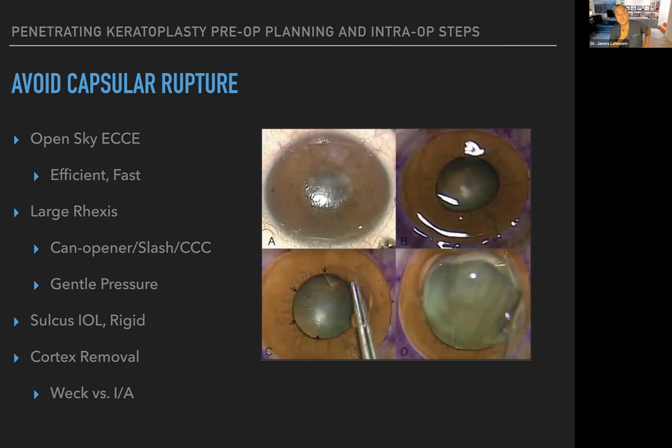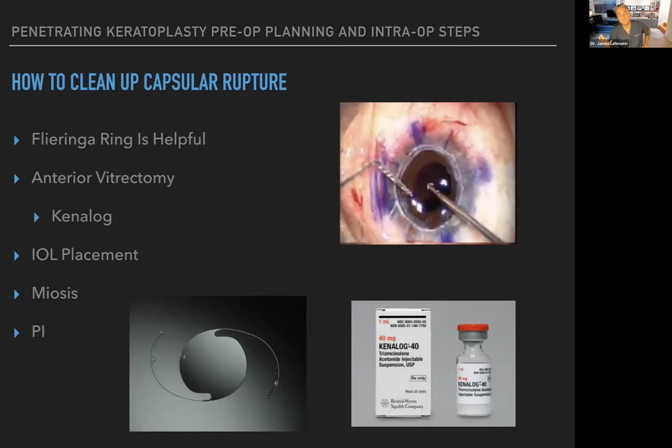If you do get capsular rupture, vitreous doesn't behave the same way in open sky technique as it does in phaco. It doesn't keep prolapsing. You just do a vitrectomy the best you can, and you put a rigid lens in the sulcus. You can use some Kinalog to help stain, but somehow the vitreous is more manageable in this scenario than with phaco. And phaco, it seems to want to keep coming. But I also would do a PI for sure in a situation like this.